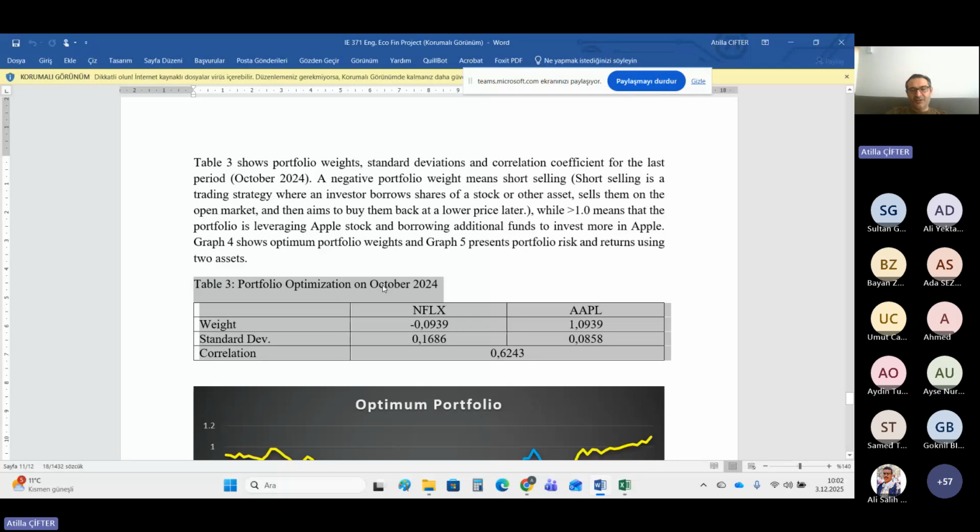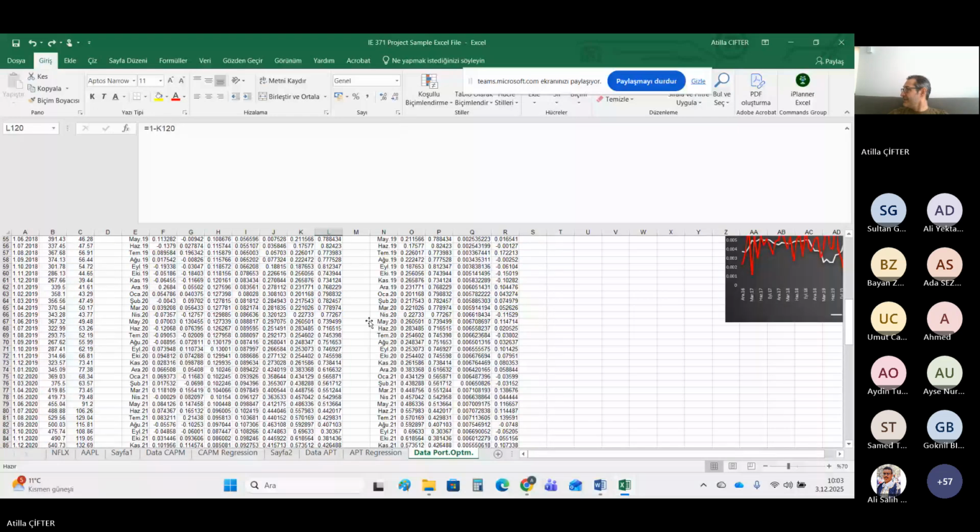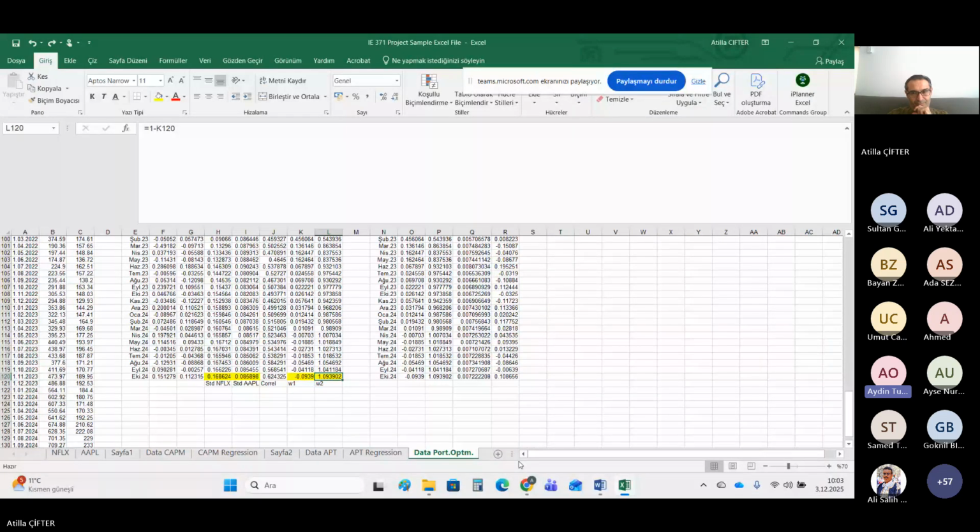In your case, it will be like portfolio optimization on December, or even December will not be available, because we need industrial production and other observations like November or even October. Probably we will have October 2025, and then you will take the last calculations for standard deviations, correlation, and portfolio weights. It's already calculated inside the Excel file. Okay. So, hocam, we will make a general portfolio analysis by looking at only the last data.